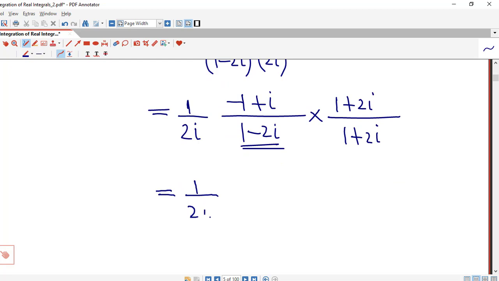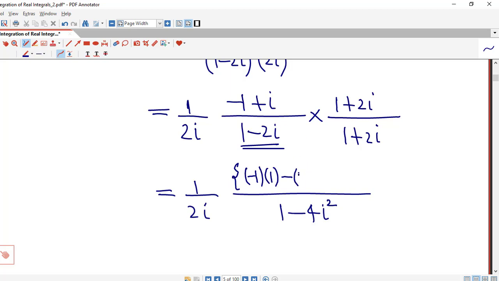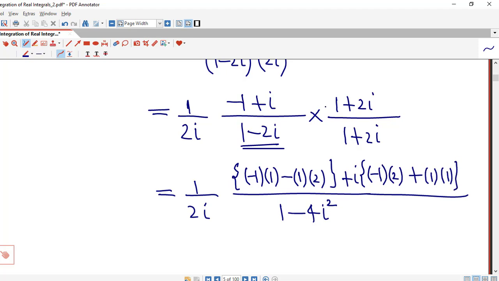So this is as it is, 1 over 2i. Here 1 minus 2i into 1 plus 2i is going to be 1 minus 4i square. And here we can use the formula for product of two complex numbers: real part into real part, that is minus 1 into minus 1. Okay, we can write one more step. Minus imaginary part into imaginary part, that is 1 into 2, plus i times real part into imaginary part, that is minus 1 into 2, plus imaginary part into imaginary part, that is 1 into 1.